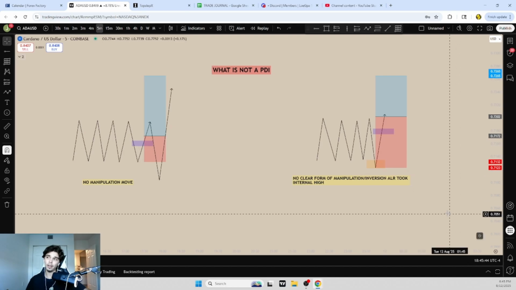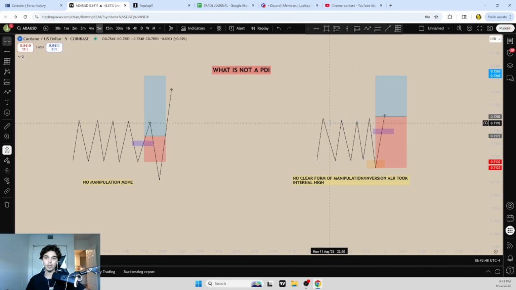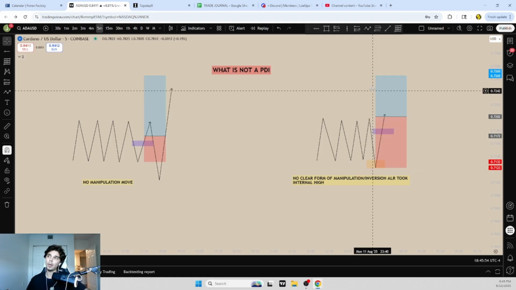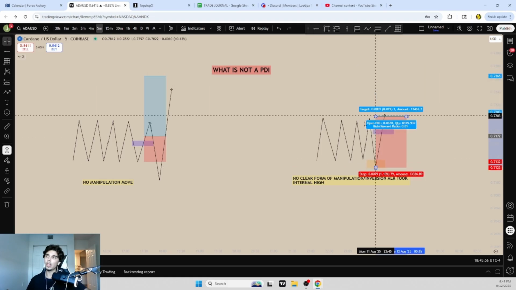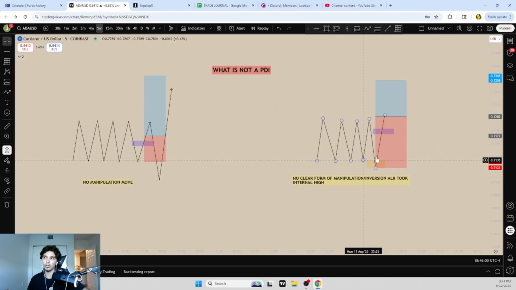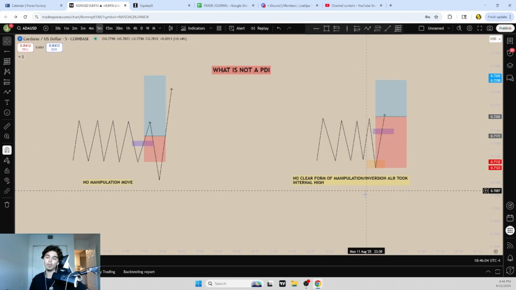And on top of that, the inversion already took the internal high. We just talked about this in the beginning of the video, right? We don't want to enter if the inversions take the internal high. So the inversion happens all the way up here. My stops are down here. Well, this would have been TP1 anyway. So now look at this. Well, that's negative RR. So now we don't want to enter off this at all. So this would not be a pre-distribution inversion, or a valid one.